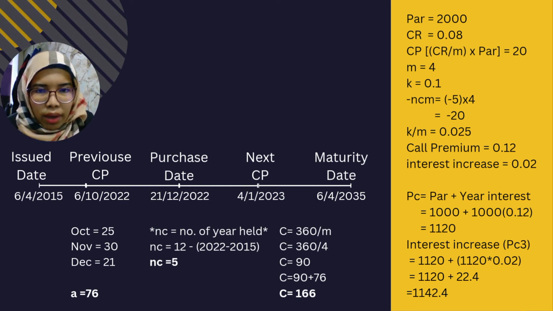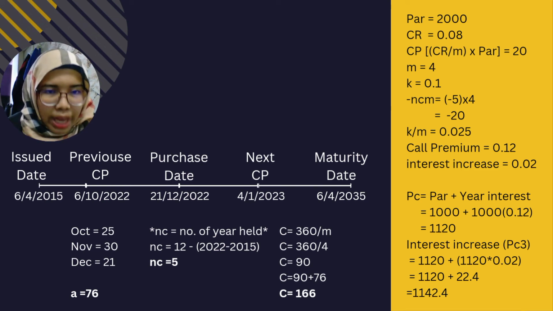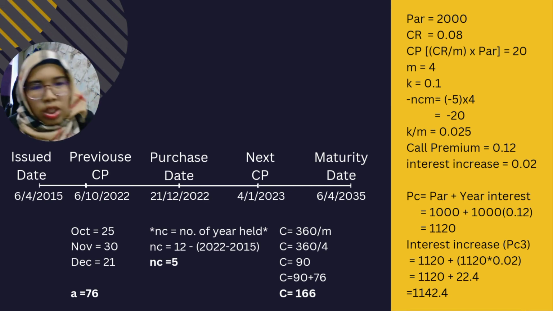And then after we got NC, we need to multiply by M. So we got negative 20. Negative NCM here is equal to negative 20. K per M is equal to 0.025. Call premium, we got 0.12. Interest increase, stated in this question, is 0.02.